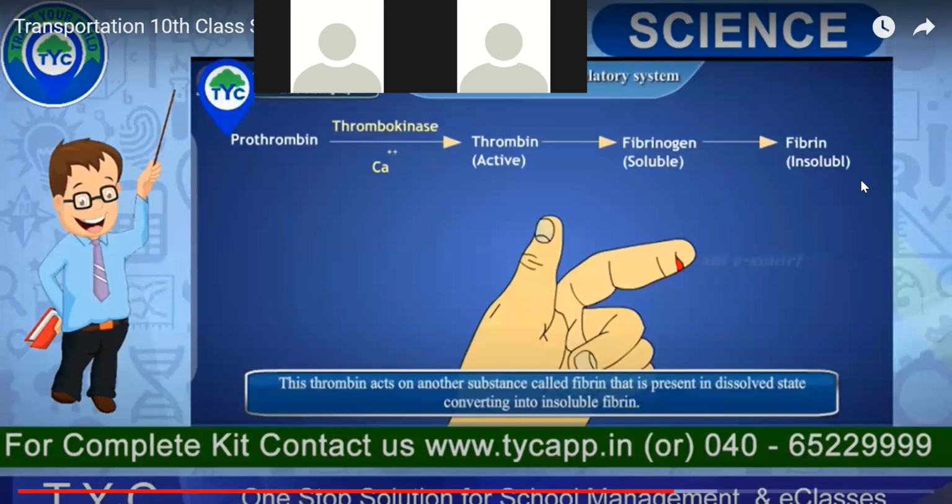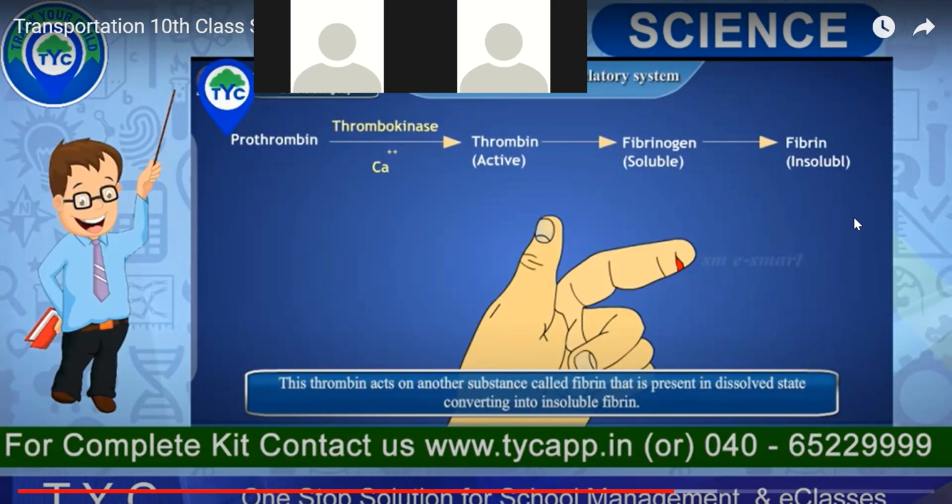Yes, Ramsha. I should read this, which is showing, marked and then arrows. How is this entire process taking place? Okay. Prothrombin, then thrombokinase, and you have to say Ca.